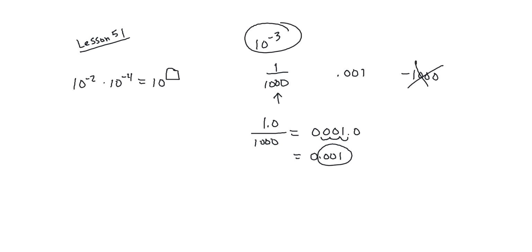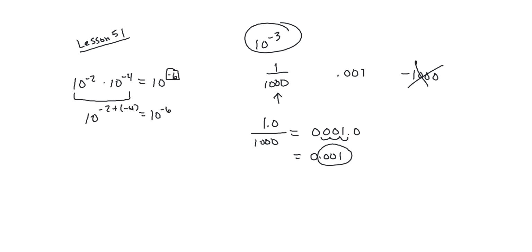Well, remember, when you're multiplying 2 numbers together that are raised to a power and the base for each of the terms is the same, so in this case, the base is 10 for both of these terms, then what you do is you add the exponents together. So this times this is equal to 10 to the negative 2 plus negative 4 power, or 10 to the negative 6. So that's what would go up here in our box, negative 6.